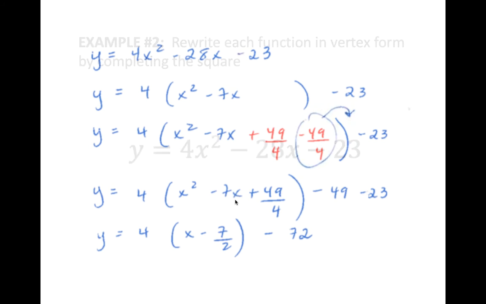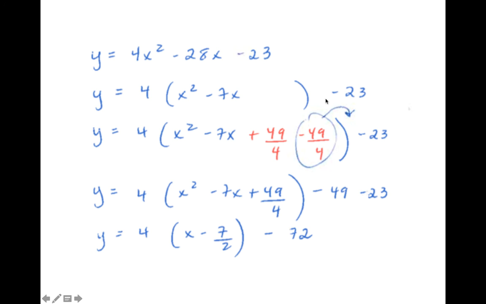Okay, once again. Now, the difference with this one, we're pulling out a 4 from the first two terms. Leave your minus 23 outside. And the difference with this one is it's a fraction. I just wanted you to get a try at one where there's a fraction. So you divide by 2, so negative 7 over 2, and square it is 49 over 4.